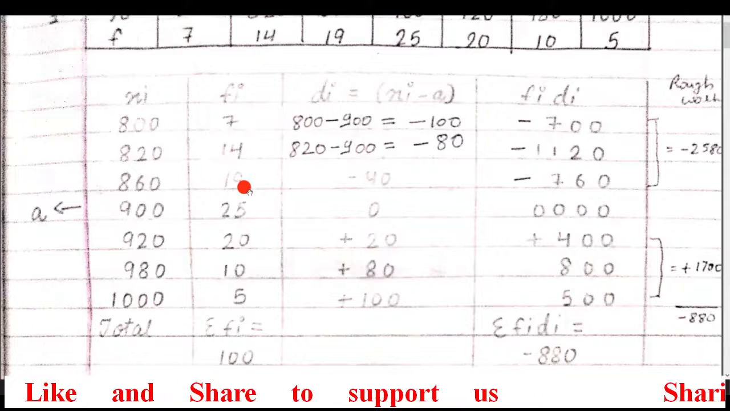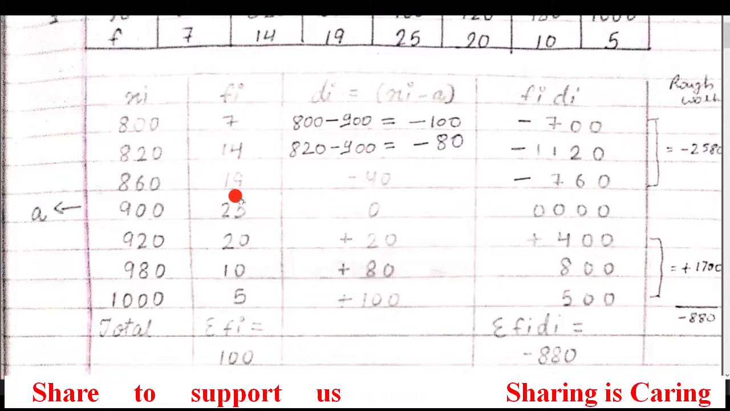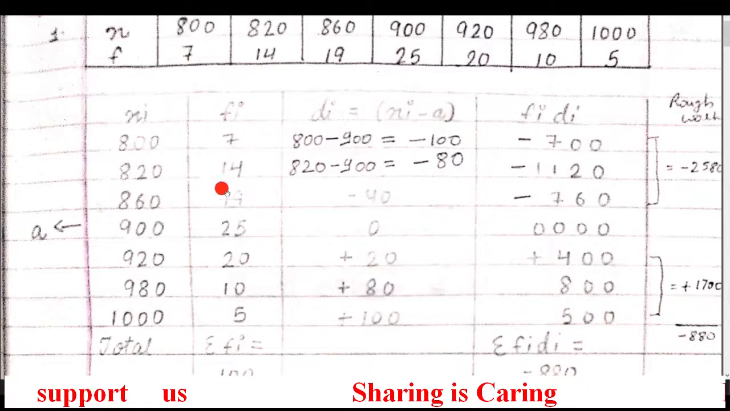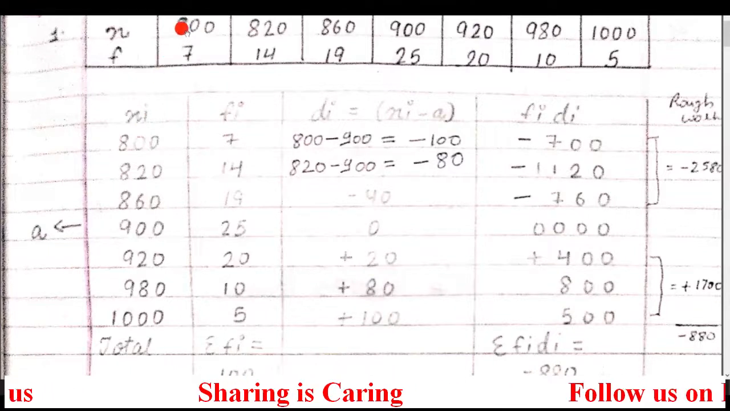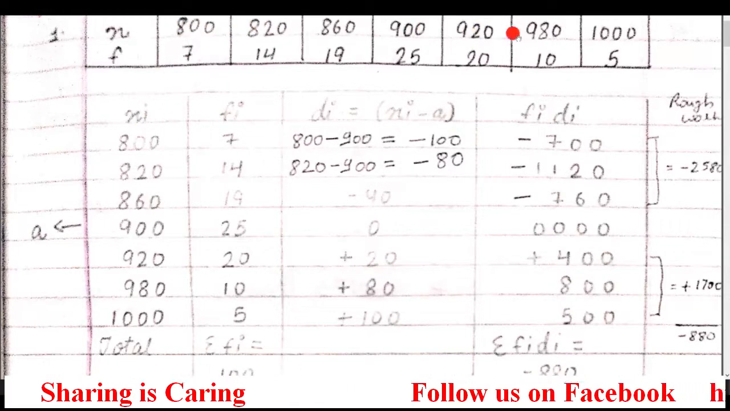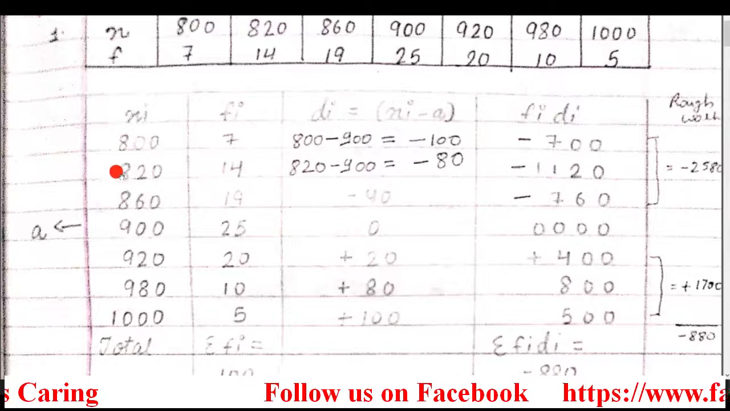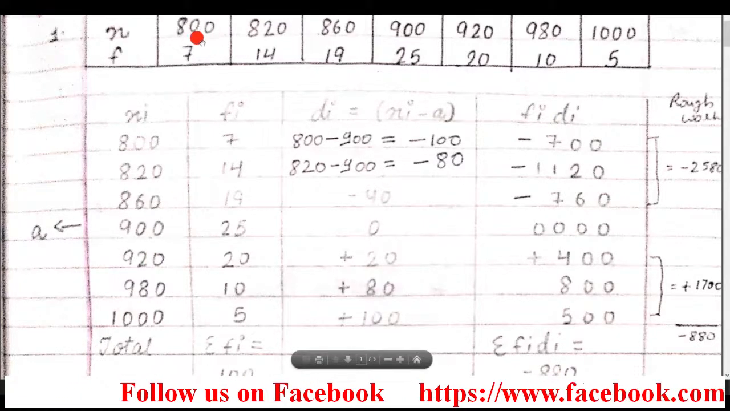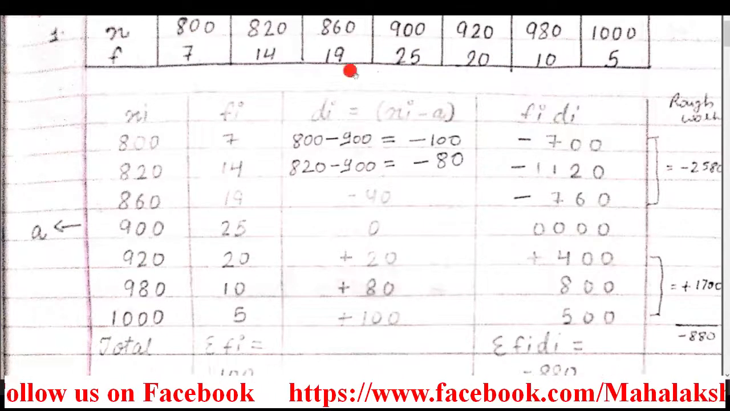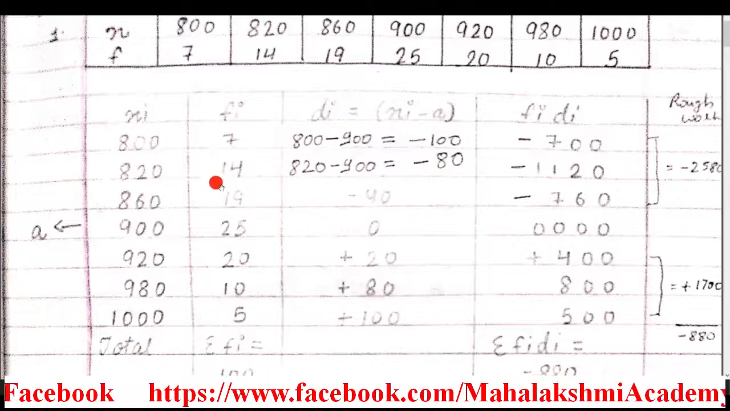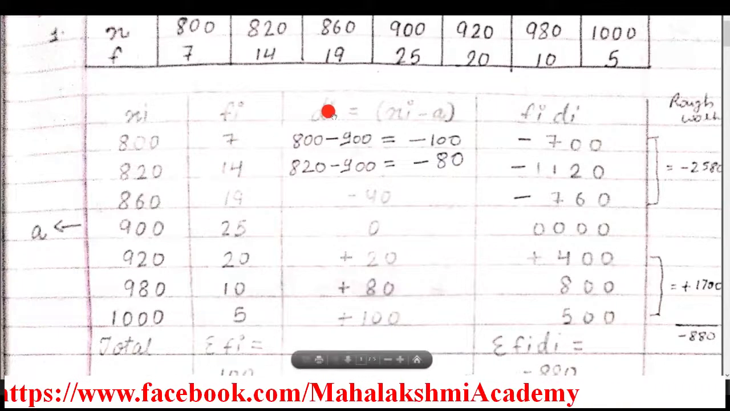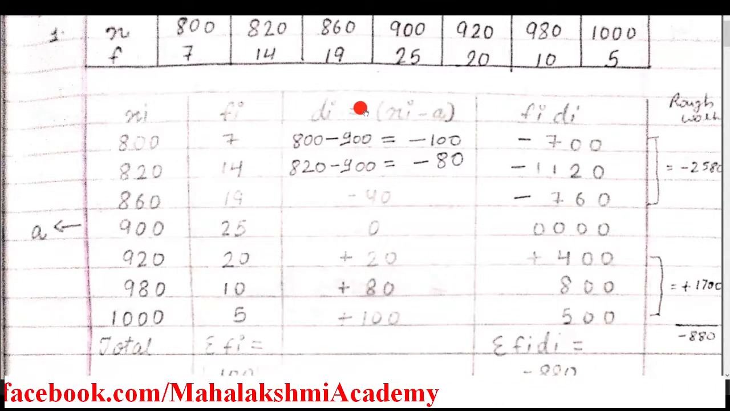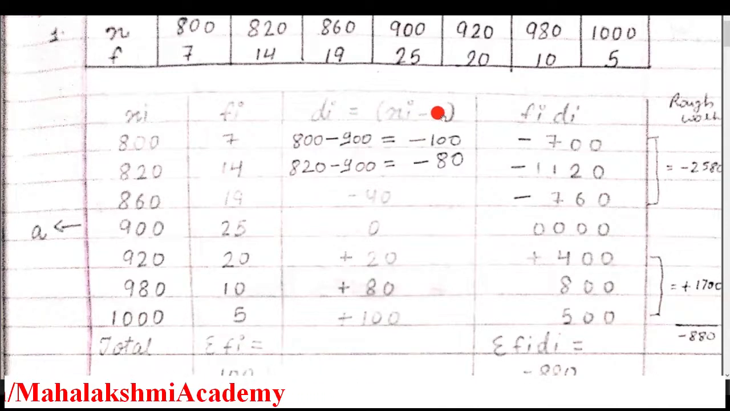Now students, we will see how to enter the values in this table. Xi means data. Whatever data are available here, just write them in the xi column, and the frequency row, just enter in the fi column of the table, and di is for the deviation. The formula of deviation is xi minus a.